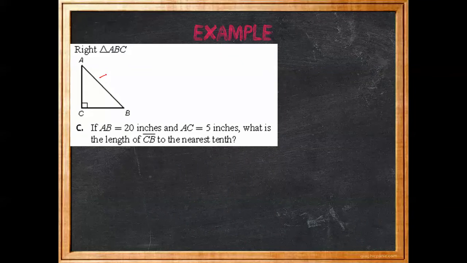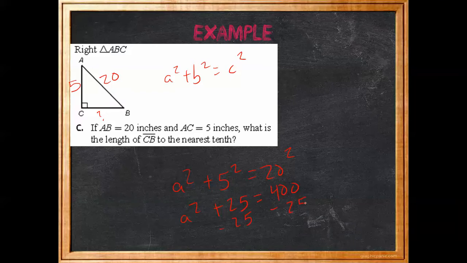This one says if AB equals 20 and AC equals 5, what is the length of CB? So again, A squared plus B squared equals C squared. It doesn't matter whether this is A or B, just as long as the 20 is C. So we have A squared plus 5 squared equals 20 squared. I have A squared plus 25 equals 400. I'm going to minus 25 from both sides and get A squared equals 375. Then I want to take the square root of both of them.